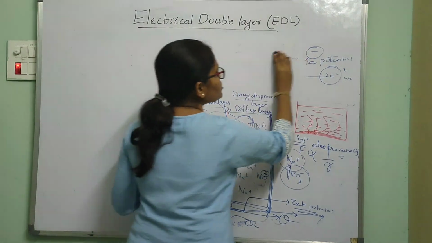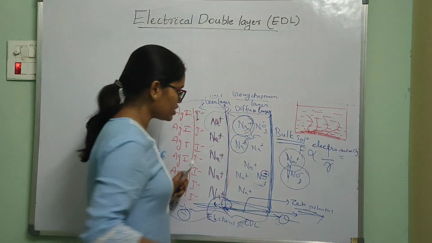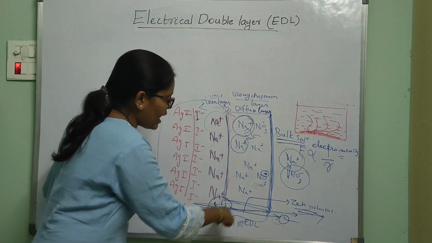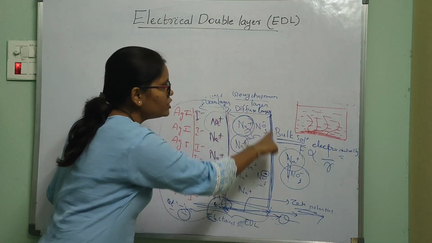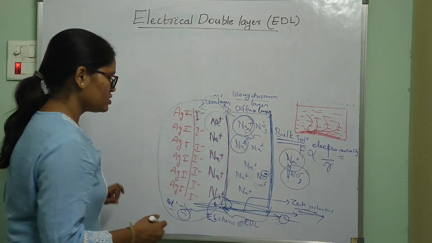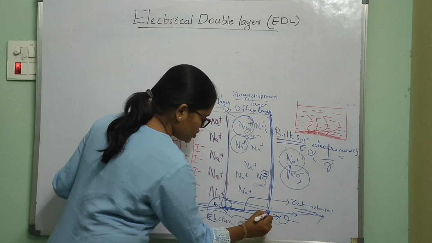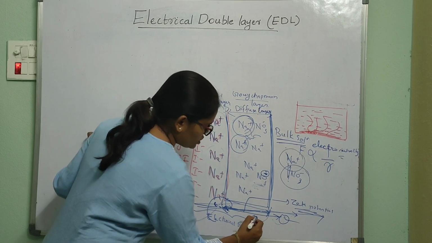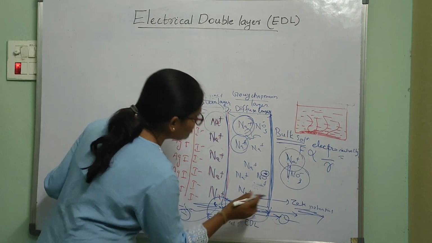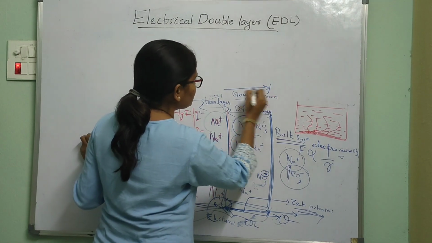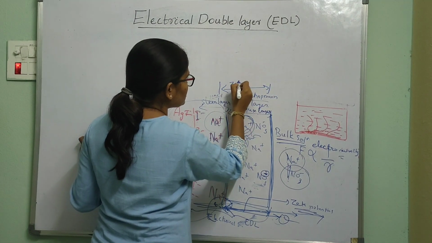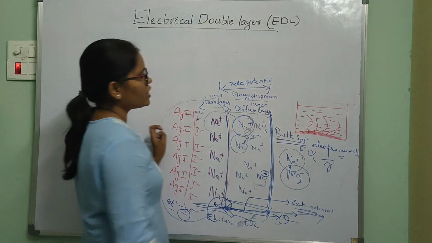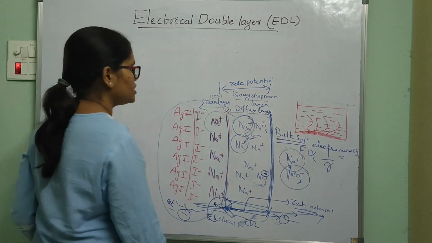So I hope you have understood what zeta potential is. It is the potential difference between the Stern layer and the end of the Gouy-Chapman layer. Okay. So the difference of potential between the Stern layer and the Gouy-Chapman layer is the zeta potential. So from here, let me write from here till here. So this is the zeta potential, and it is very important to determine the stability of the colloids.